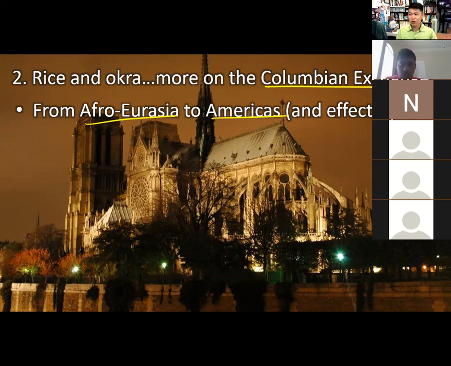The spread of crops, sure. Disease, which one, by the way? Disease is probably the one, right? Particularly smallpox. Think about what smallpox does to the population of the Americas. And that itself, when we talk about the Columbian exchange, again, it's not trade. It's not we just bring stuff over.